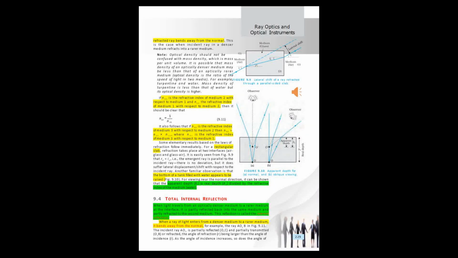Some elementary results based on the laws of refraction follow immediately. For a rectangular slab, refraction takes place at two interfaces, air-glass and glass-air. It is easily seen from figure 9.9 that r2 equals i1, that is, the emergent ray is parallel to the incident ray. There is no deviation, but it does suffer lateral displacement, a shift with respect to the incident ray.